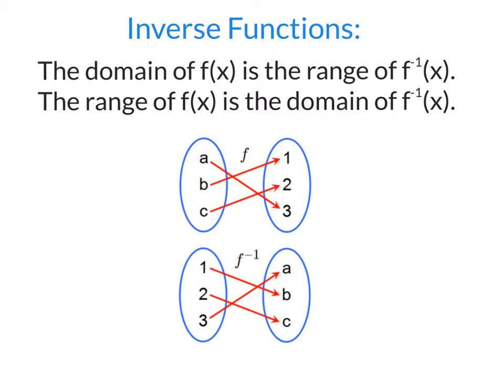So what happens when I flip the graph of f of x over the line y equals x to get the inverse function, the domain and range of the original and its inverse flip. So the domain of f of x is the range of its inverse, and vice versa. The range of f of x is the domain of its inverse, and you can kind of visualize it here.